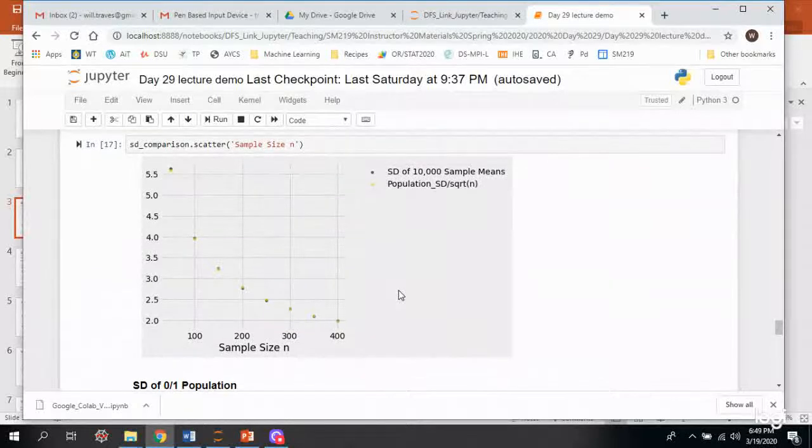And if we were to plot the standard deviations, both the standard deviation of the 10,000 sample means and also the population standard deviation divided by the square root of the sample size, we can see almost perfect agreement in the chart here. So this tells us how the variability of the sample means behaves. It tells us that the sample means have a standard deviation which seems to be about the population standard deviation divided by the square root of the sample size.